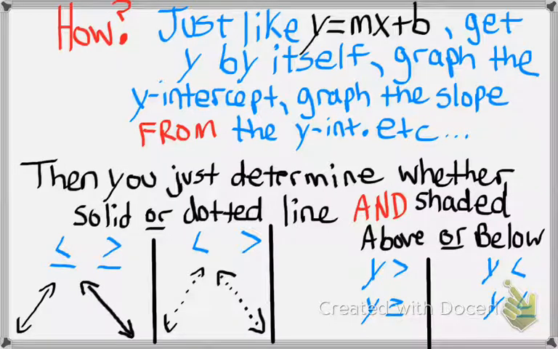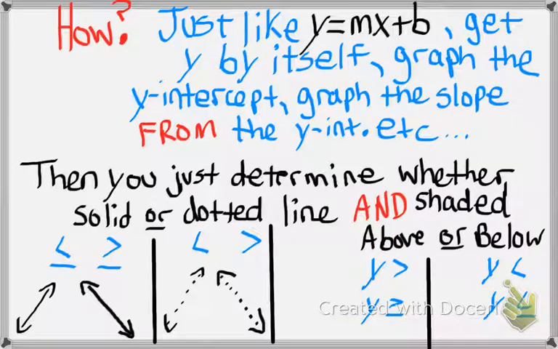Now, the second part is you have to decide, is it shaded above or below? And I gave you some shortcuts. The way you determine is if y is greater than, it's going to be shaded above. Same thing if it's greater than or equal to. If it's less than or equal to, it's shaded below. As long as y is by itself, meaning as long as it's in slope-intercept form, you can use this.